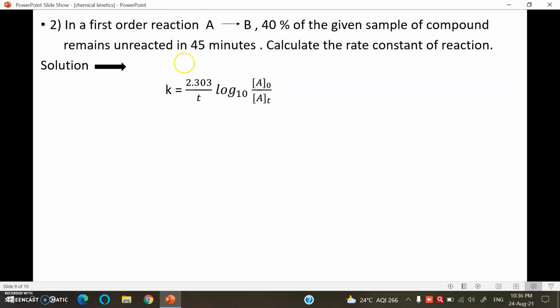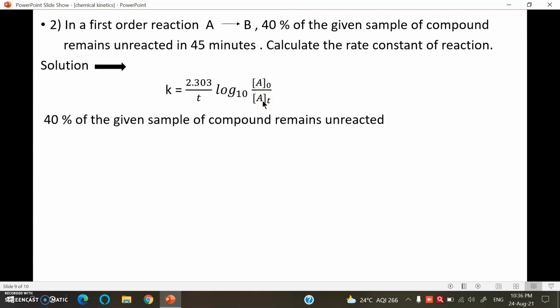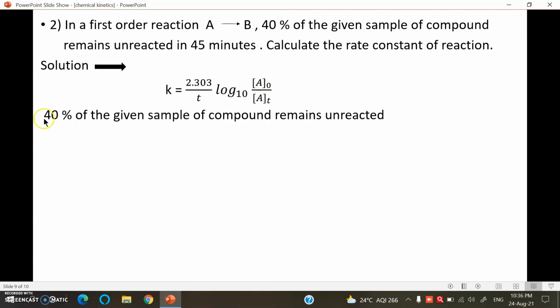k is equal to 2.303 divided by t log to the base 10 initial concentration of reactant A divided by concentration at time t, that is A0 divided by At. 40% of the given sample of compound remains unreacted. That is, 60% of the reactant is consumed, remaining 40% of the reactant in 45 minutes.